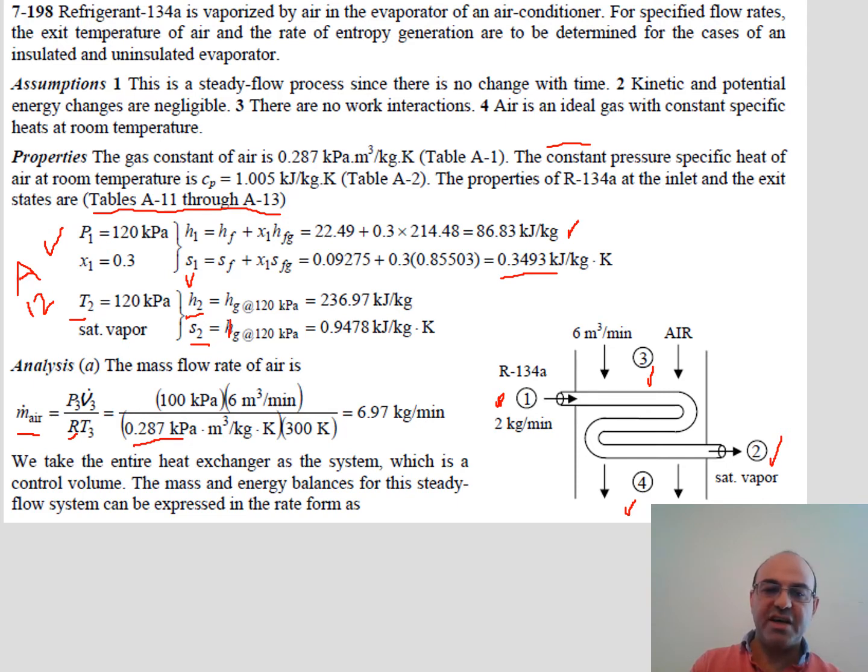So pressure of the air is given, its volume flow rate is given, and this volume flow rate is in per minute. The mass flow rate is also obtained per minute. We need to be careful. If it's needed, it has to be converted to per second.